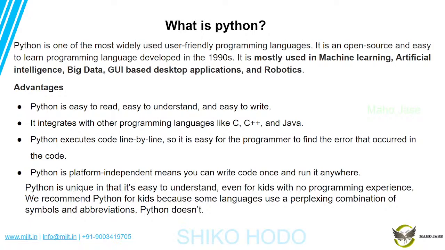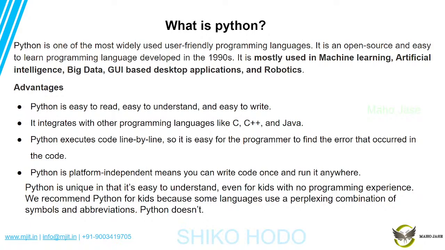Now we'll see what are the advantages of Python. Python is ready to use, easy to understand, and easy to write. The first point is that Python is easy to read, easy to understand, and easy to write. And the second thing, it integrates with other programming languages like C, C++, and Java. If you want to use other programming languages like C++, C, and Java, you can integrate them with Python.